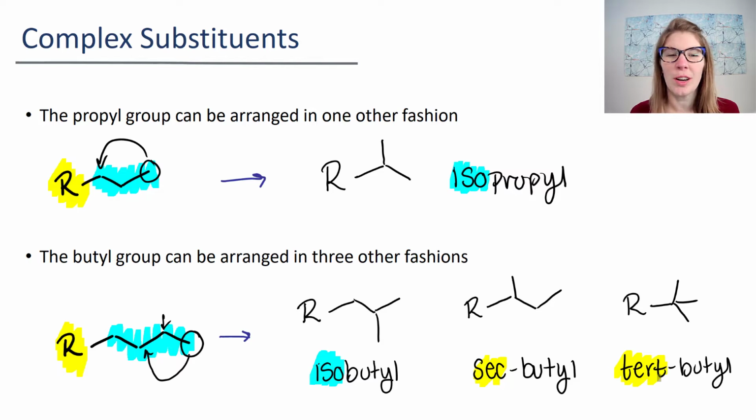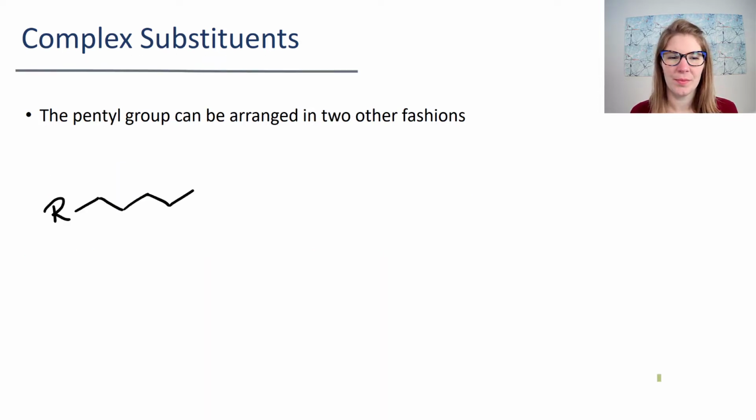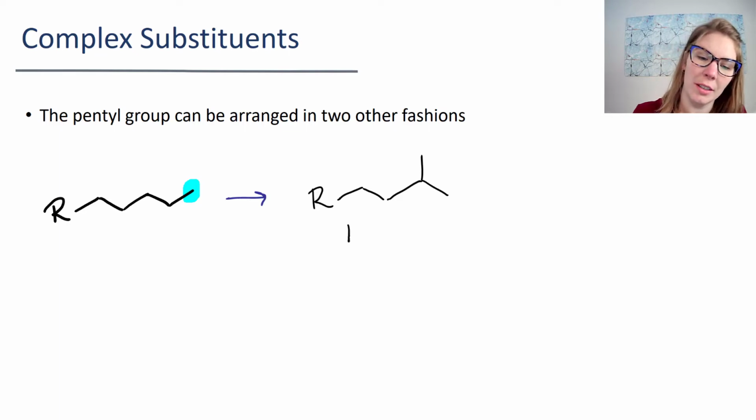Let's look at one more set of complex substituents. The pentyl group can also be rearranged to come up with two other complex substituents. Let's look at that rearrangement. What I'm going to do for the pentyl group is move, again, this final carbon to one carbon earlier. This is going to be called isopentyl.